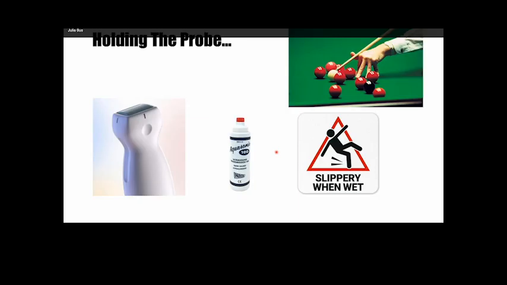So I want you to remember this. Imagine you're holding your ultrasound probe like you're playing pool, okay? When you're holding the probe, part of your hand, or a finger, or your pinky, something has to be anchored onto the patient so you don't slip away, okay? And we're going to have you all practice this during your hands-on session for sure.